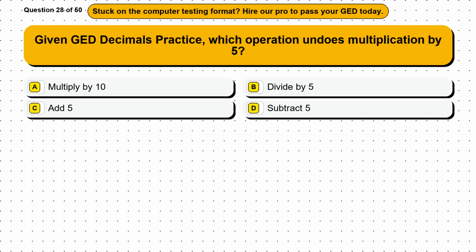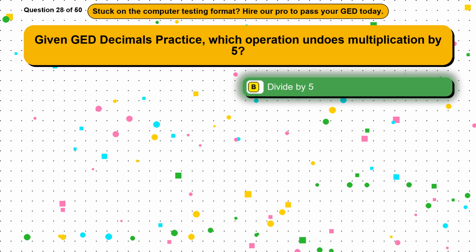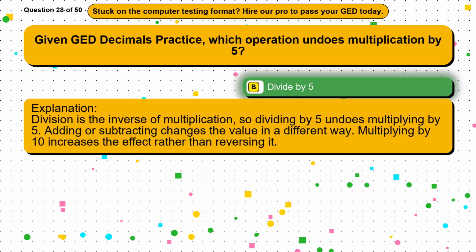Question 28. Given GED Decimals Practice, which operation undoes multiplication by 5? Option A multiply by 10. Option B divide by 5. Option C add 5. Option D subtract 5. The correct answer is option B. Divide by 5. Division is the inverse of multiplication, so dividing by 5 undoes multiplying by 5. Adding or subtracting changes the value in a different way. Multiplying by 10 increases the effect rather than reversing it.